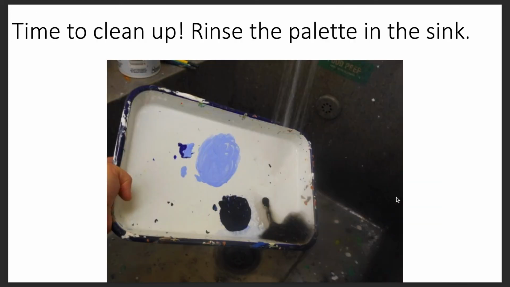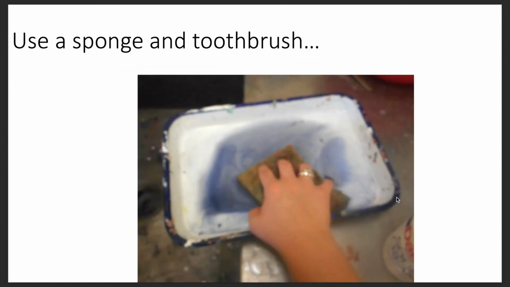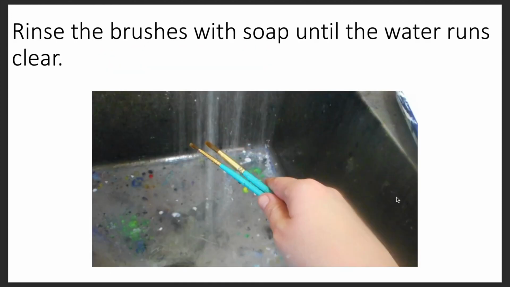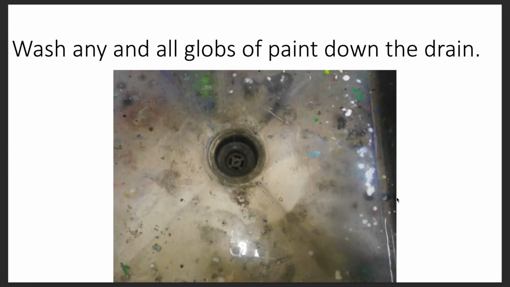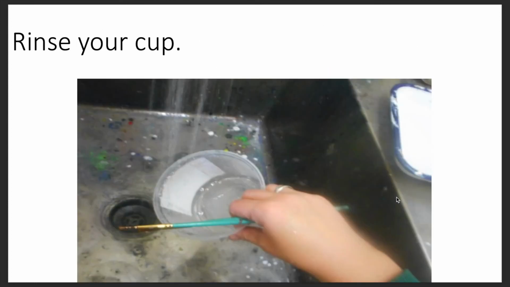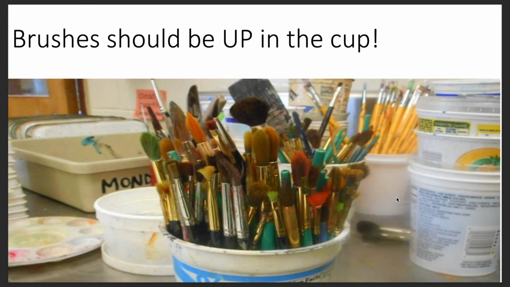When it's time to clean up, make sure to rinse your palette in the sink. There should be no paint left on your palette. Use the toothbrushes and the scrub brush that are back there along with some soap. Also clean your brushes. That means that you need to put both your hands underwater. I use the brush in my right hand and I kind of swish it around my left hand to really make sure I get all the paint out of it. Wash any globs of paint down the drain. Rinse your water cup and make sure your brushes go upright back in the cup.